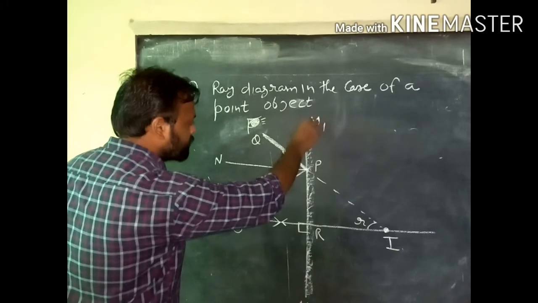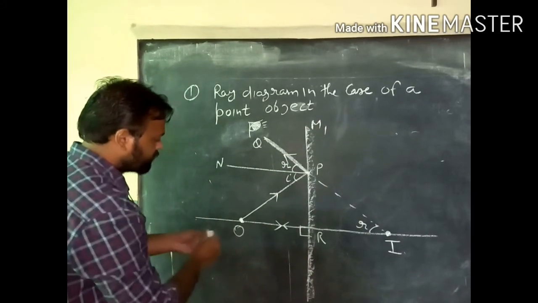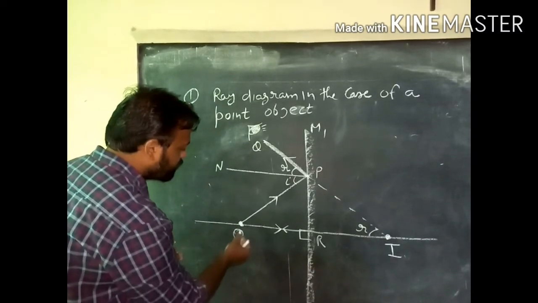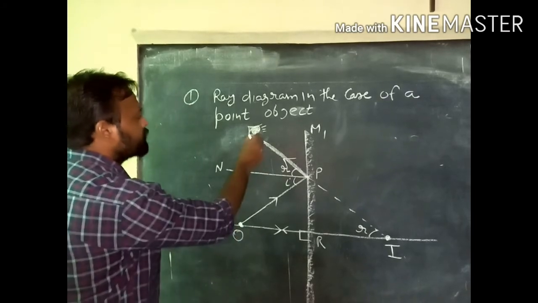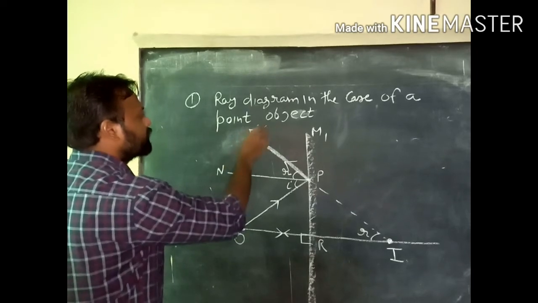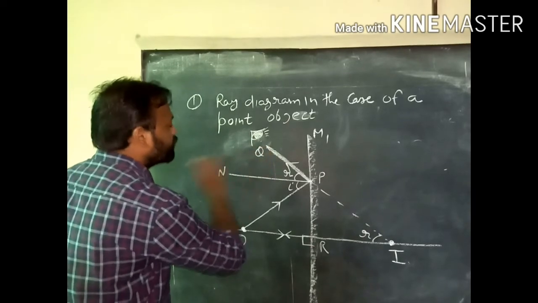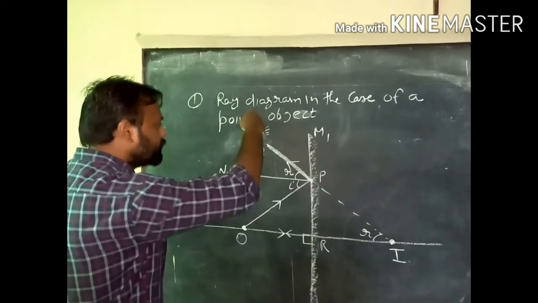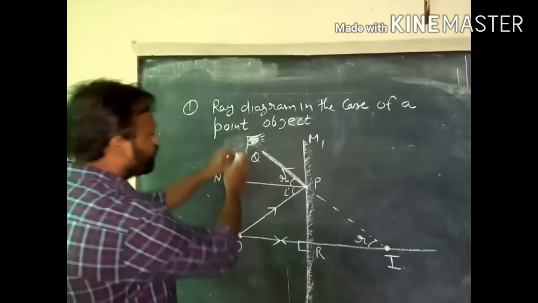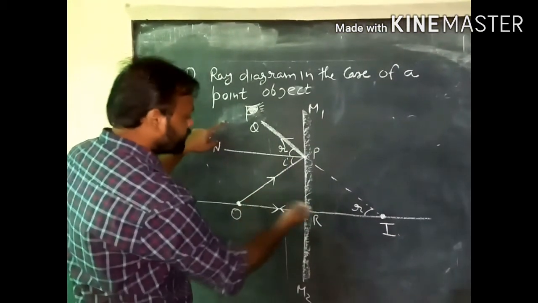Suppose we are placing a point object here, at a point O. So O represents the object, and we are seeing this object from here. I have also made the point I, with the help of which we can see things, and a point Q. At point Q we are watching this object in the plane mirror. If we are watching from here, where can we see the image of the object?